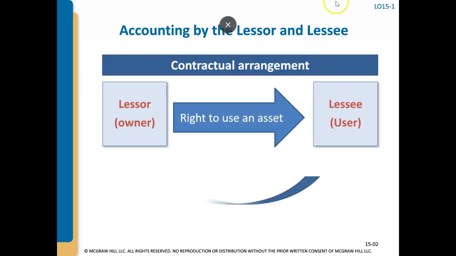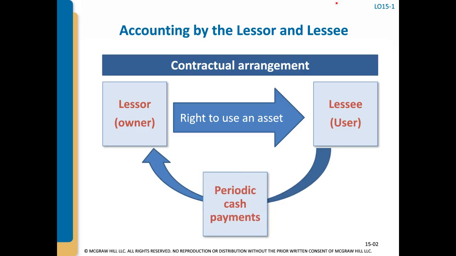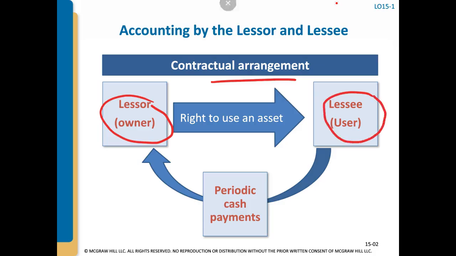A lease is a contractual arrangement where there's a lessor, who's the owner of an asset, and they lease the asset to the lessee, the user of the asset. So the lessor gives the lessee the right to use that asset, and in exchange, the lessee gives the lessor cash payments. Think about yourself if you rent an apartment or lease a car. There's the owner, and you get to use either the apartment or that car in exchange for monthly payments.